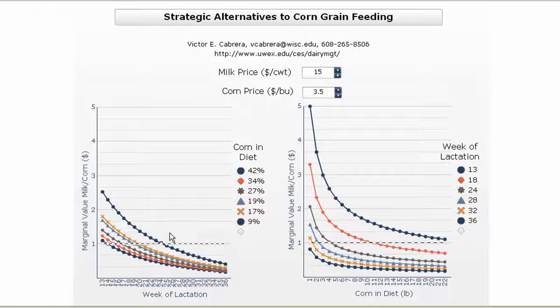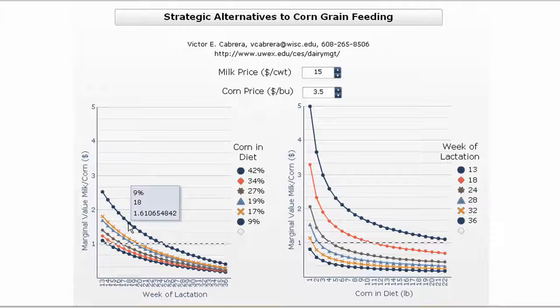The first graph shows the optimal percentage of corn in the diet for each stage of the lactation. We can see that diets with a lower corn content have greater potential for positive production response than diets with a higher corn content. And intuitively, this makes sense.